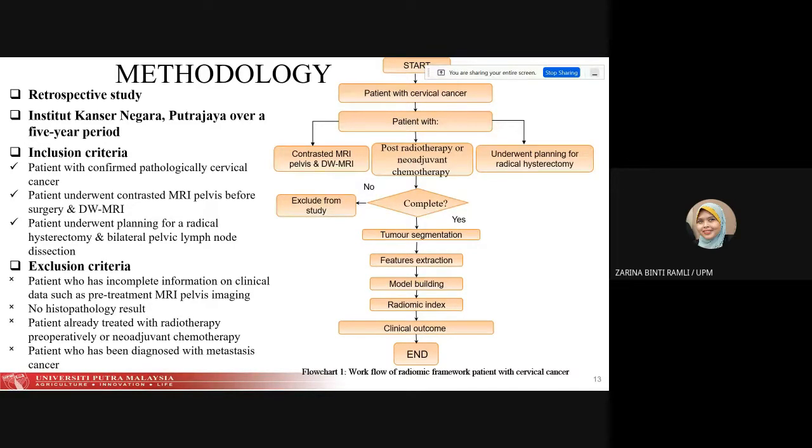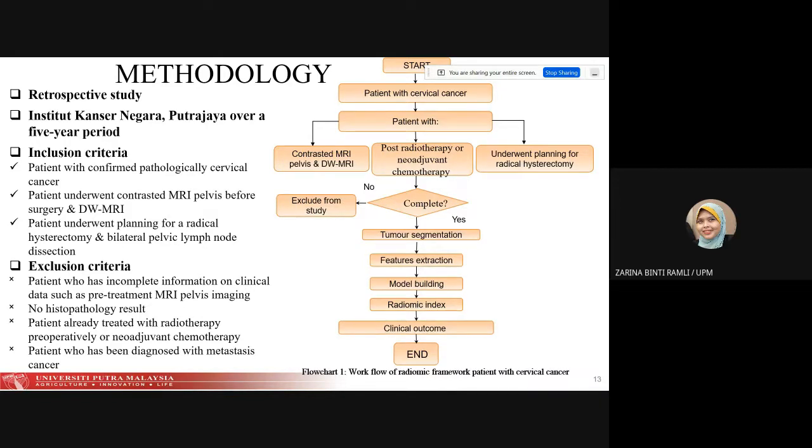This is a retrospective study that we conducted at the Institut Kanser Negara Putrajaya over the previous 5 years period of data. Patients with confirmed early stage cervical cancer who fulfill the inclusion and exclusion criteria will be recruited.